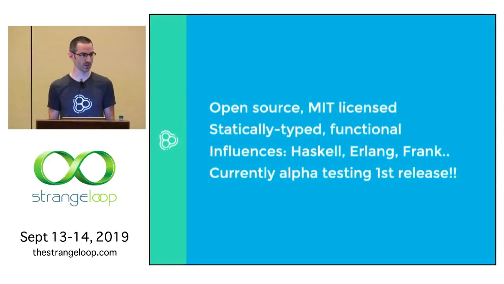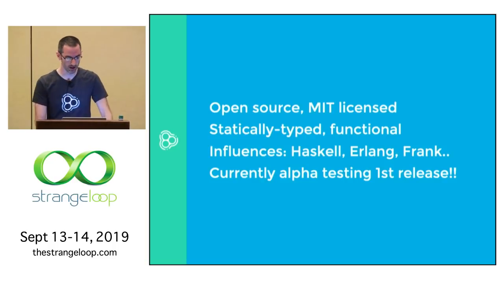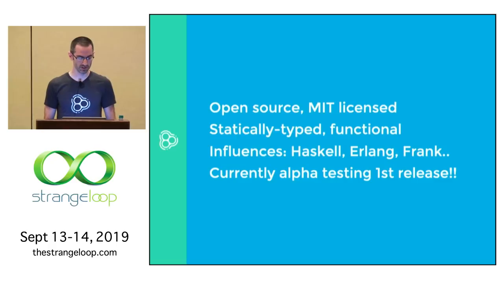So what is Unison? It is an open source, statically typed functional language, very much influenced by a few languages: Haskell, Erlang, and this very interesting research language called Frank. Unison itself has been a research project for several years now, but in the past year or so we've really been focused on turning it into something real that you could use for real stuff. And we are almost there. We are currently alpha testing our very first release, which is super exciting. It is a public alpha, and I'll say how you can participate in that if you're interested at the end of the talk.